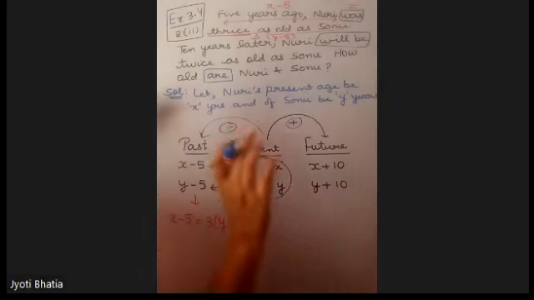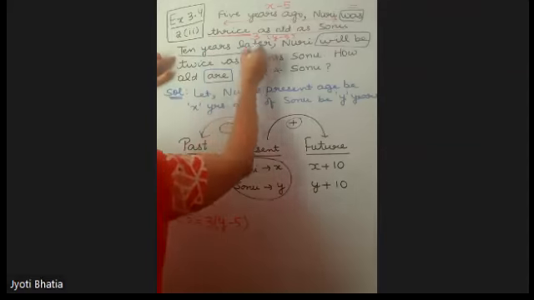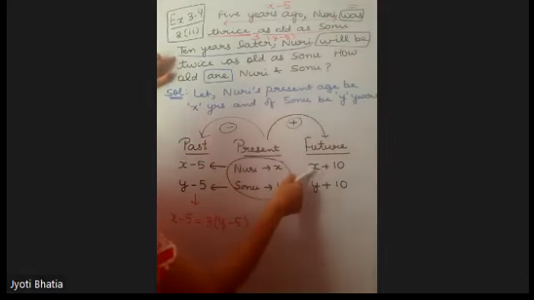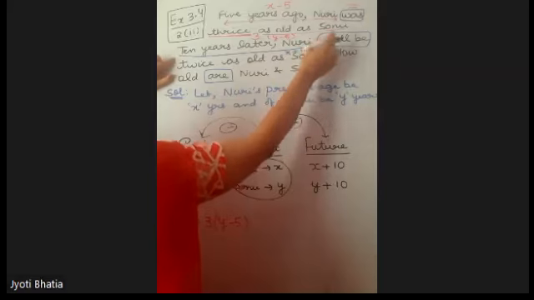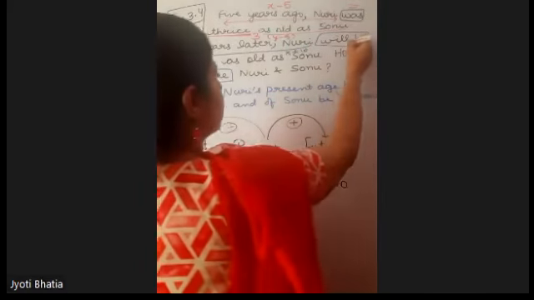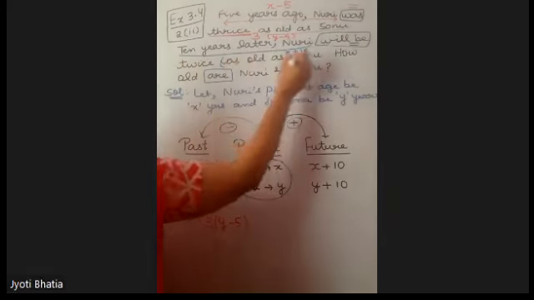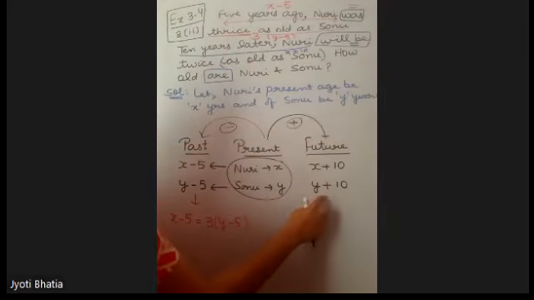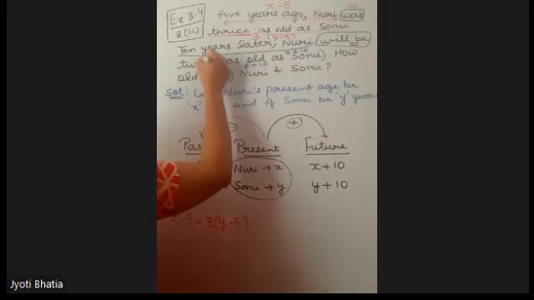Yes. 10 years later, 10 saal baad. What is the age of Noori 10 years later? X plus 10. "Will be" changes to equals. Equal to what? Twice as old as Sonu. What is Sonu after 10 years? Y plus 10. And twice.